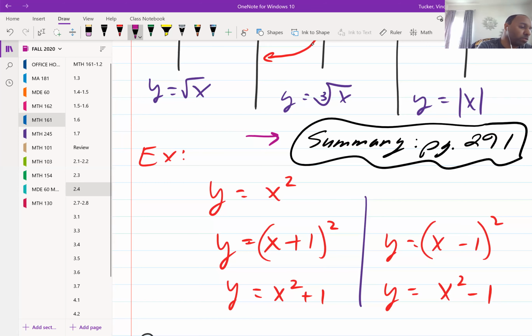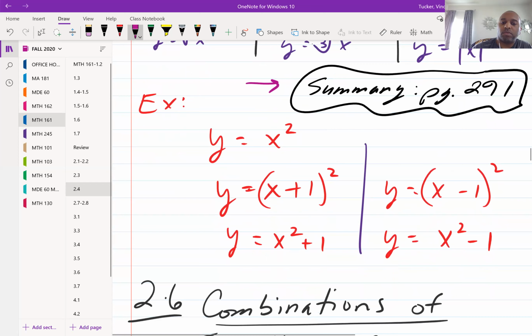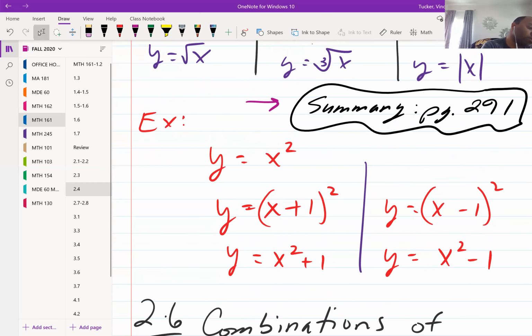All right. Questions before we look at 2.6?